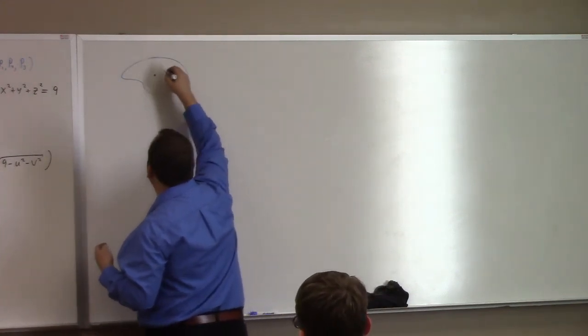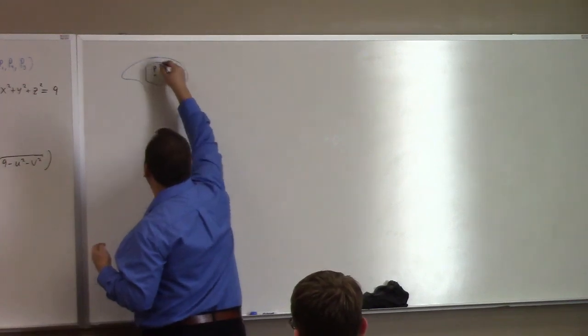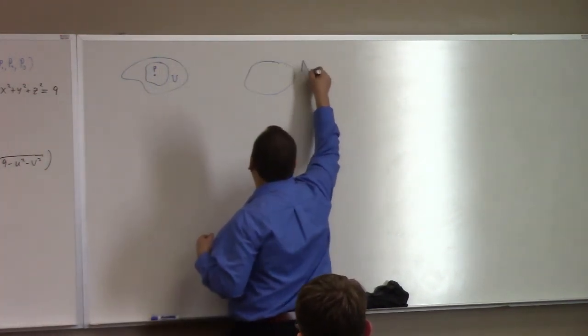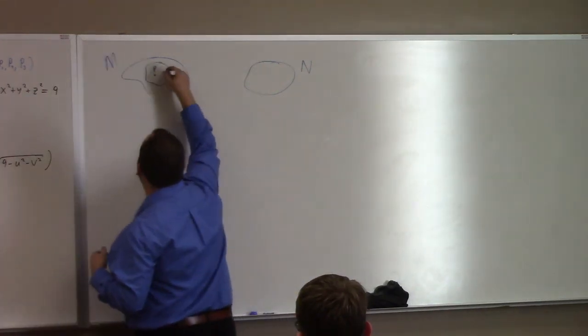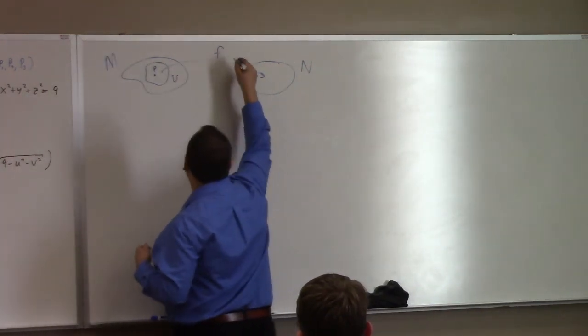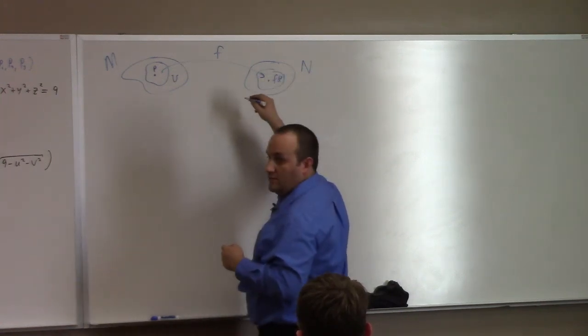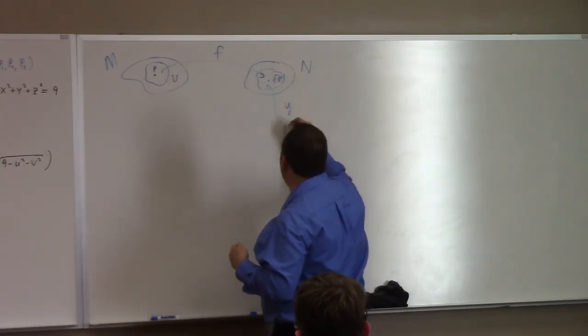So suppose that this is a point P, and it's contained in U. Here's my other manifold N, here's my manifold M, here's my function F. Over here is F of P. It's contained in some chart over here, let's say Y.